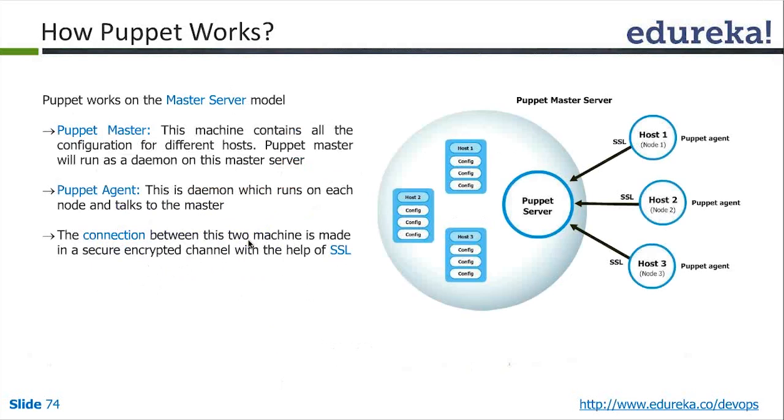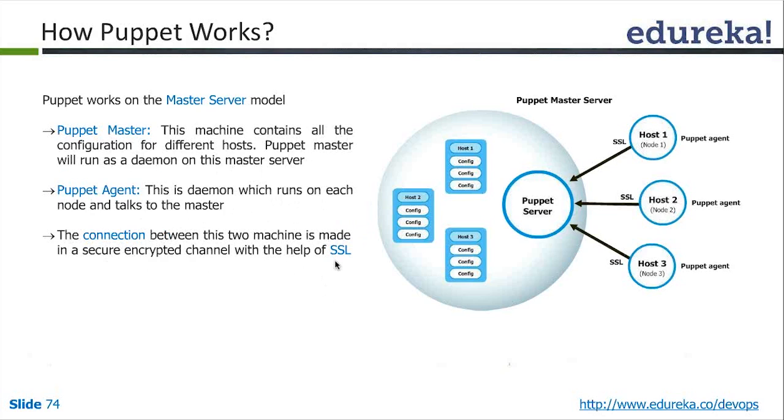So this is what I was trying to tell you. Puppet works on a master server model. The Puppet master machine contains all the configuration for different hosts, and the Puppet master runs as a daemon on this master server. The Puppet agent is a daemon which runs on each node and talks to the master. The connection between these two machines is made over a secure encrypted channel with the help of SSL.